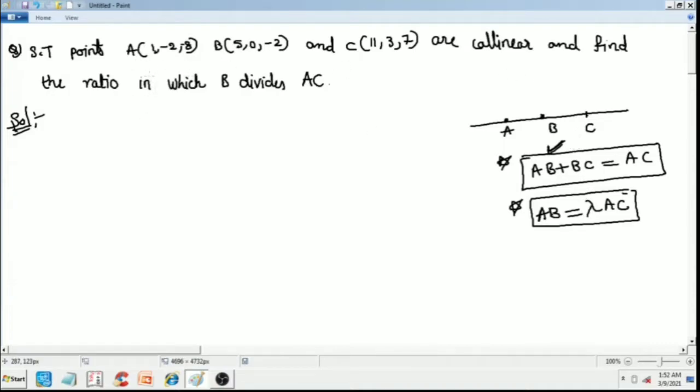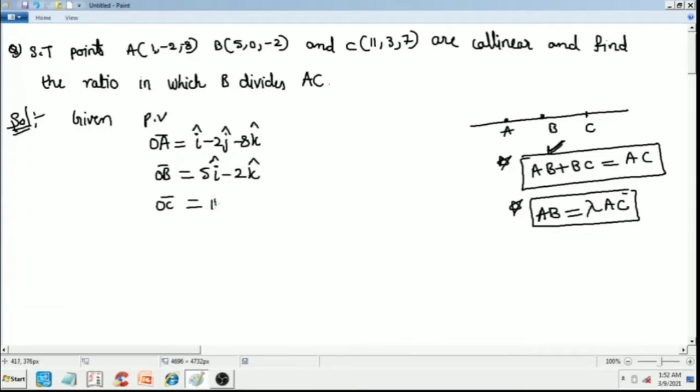First of all, what is given? Write it. The given position vectors: OA is equal to i minus 2j minus 8k, OB is equal to 5i minus 2k bar, OC is equal to 11i plus 3j plus 7k. These are OA, OB, OC. Now we need to find AB, BC, AC.